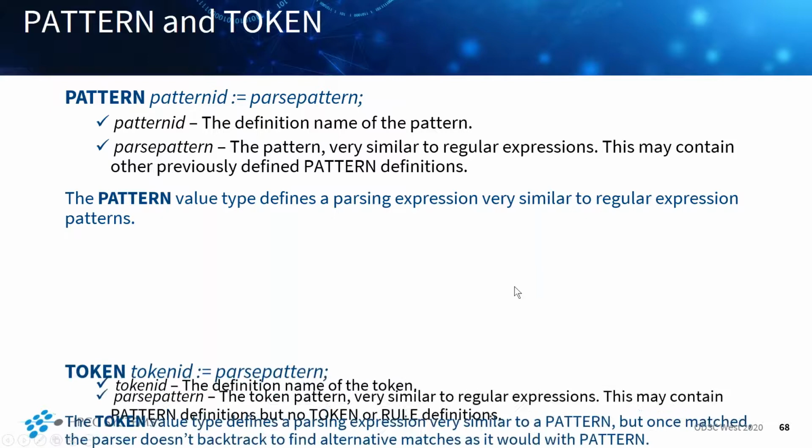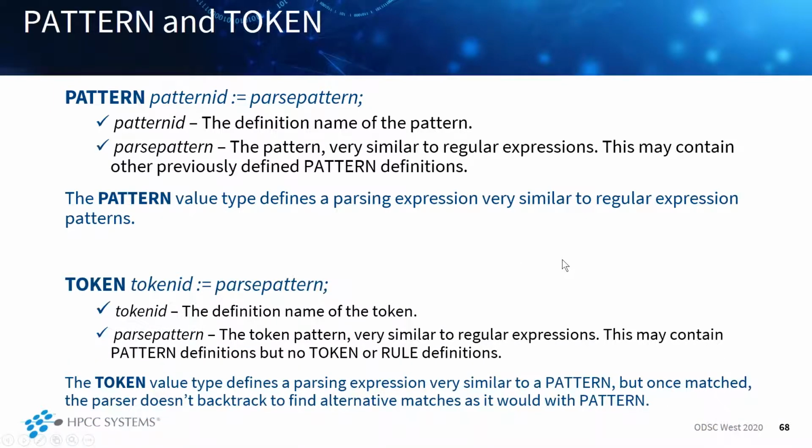We also have the brother of the pattern called a token, but this brother is very similar to the pattern, except the token will stop when it finds a match, where pattern will continue to find alternative matches by default. So the pattern will continue to do a deep search through your free-form text, and your token will find the first match and go, I'm done, go on to the next one.